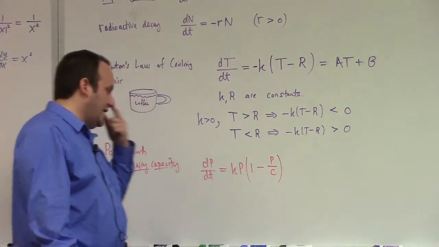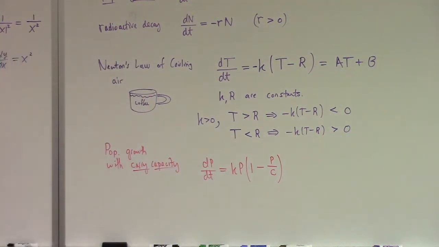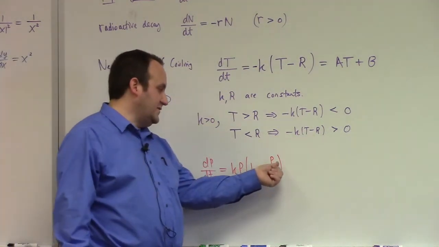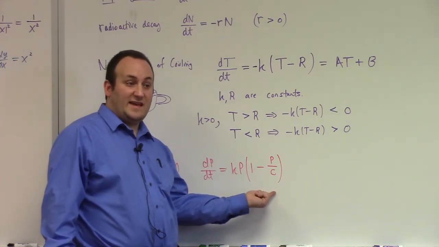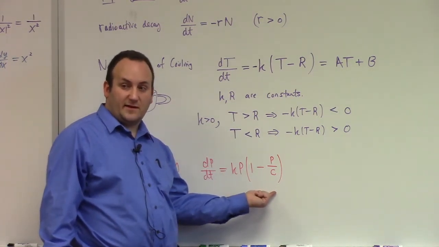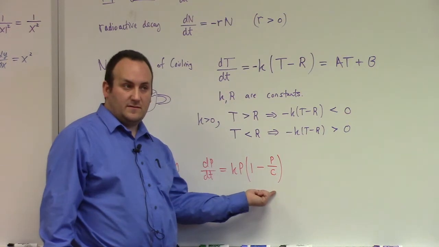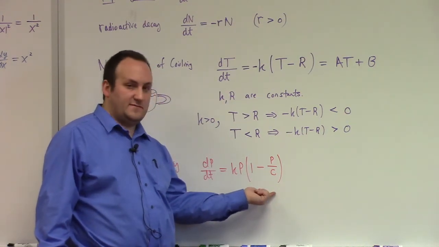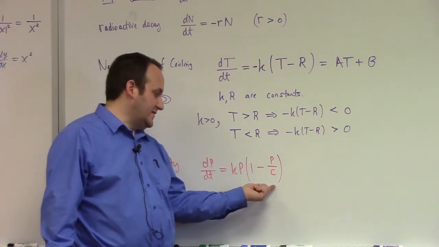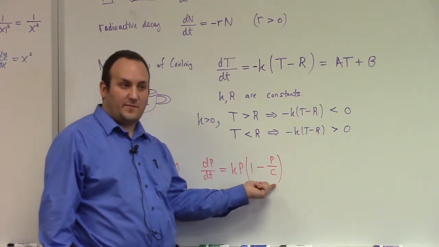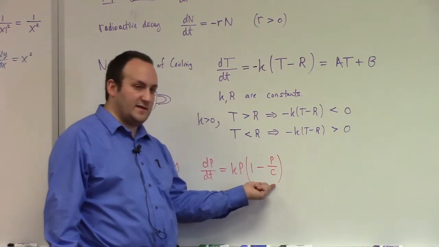And what happens if P is larger than C, what happens to the growth rate? Like if this is 2C, this whole thing is minus 1, right? So the growth rate is negative if the population is larger than the carrying capacity. Whereas the growth rate is positive if the population is less than the capacity. However, it's attenuated as the population reaches that carrying capacity.